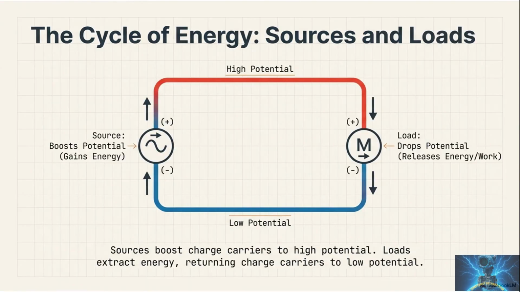Every working circuit is an energy cycle. A source boosts charge carriers to high potential. That is where energy is added. A load drops potential. That is where energy is released as work, heat, motion, or light. A practical diagnostic question: where is energy supposed to be added, and where is it supposed to be released? If the load is not doing work, either the source is not boosting potential, or the energy is not reaching the load, or the load cannot convert it. This sets up a powerful source, path, load logic for every troubleshooting job.